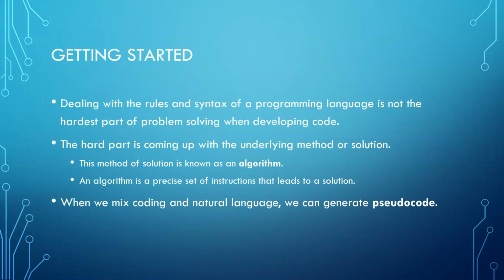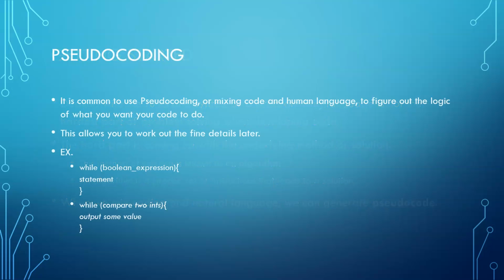So getting started, dealing with the rules and syntax of a programming language is not the hardest part of problem solving when developing code. The hardest part is actually coming up with the underlying method or solution. This method of solution is what's known as an algorithm. And an algorithm is simply just a precise set of instructions that leads to a solution. Now, when we mix coding and natural language, we'll actually generate what's known as pseudocode.